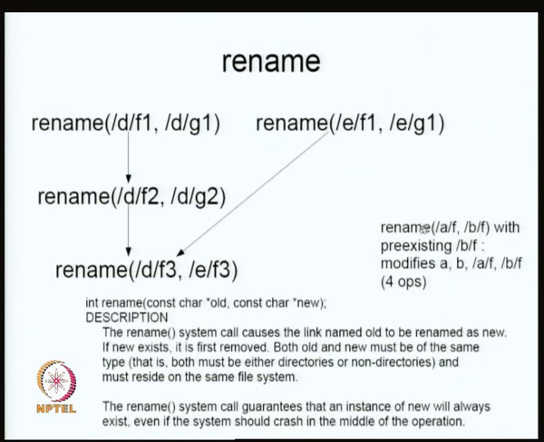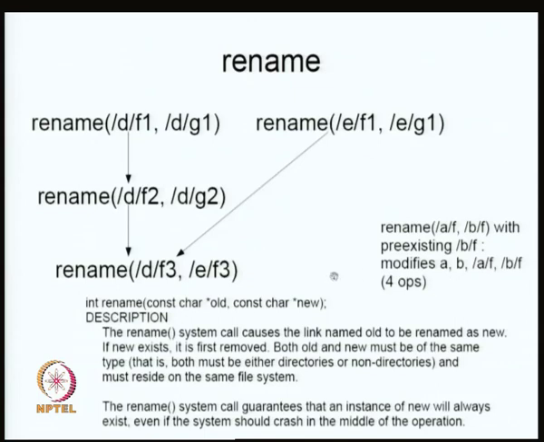Now A's directory has changed because this file has disappeared from it. B's directory has changed because a new file has come in, which has the same name as the previous one, but it's a different file. The old file F is gone, and this file has become the new file. So there are 4 different changes: A has changed, B has changed, this file F has disappeared, and this F has come and sat here. So the crash can occur any place, anytime.